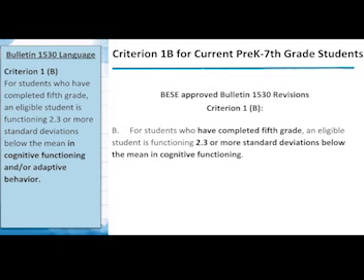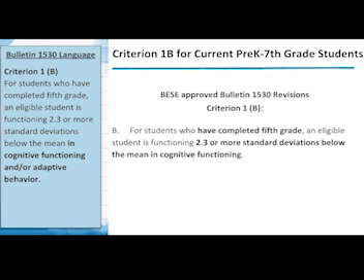Current BESE approved revisions for Criterion 1 subsection B now say, for students who have completed 5th grade, an eligible student is functioning 2.3 or more standard deviations below the mean in cognitive functioning. Criterion 1 subsection B has been revised and no longer allows IEP teams to apply adaptive behavior scores as part of this first eligibility criterion when determining if students currently in grades 7 and below qualify for the alternate assessment.